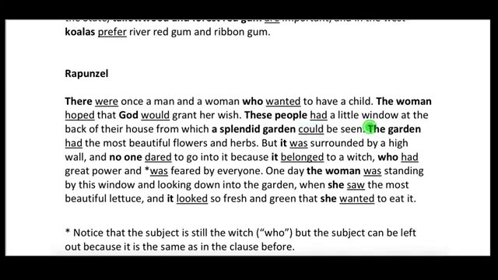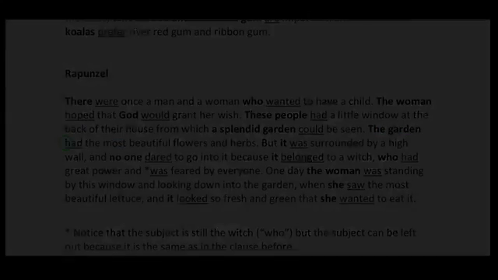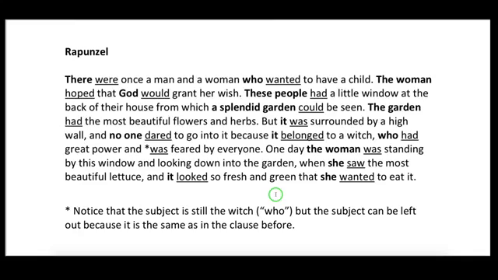The next one, the garden had the most beautiful flowers. That's another example of your regular type of clause with the subject, the garden, and had is the finite. Okay, there's one more thing I wanted to mention. Right here, there's an asterisk. So why did I put an asterisk there?